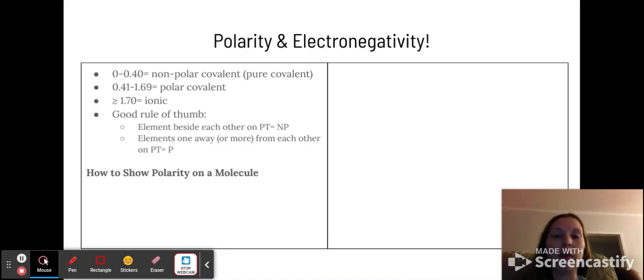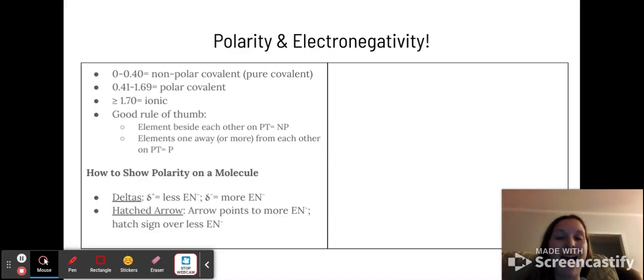So how you show polarity on a molecule, if I tell you, show me the polar bonds on this molecule, so show me which side is positive, which side is slightly negative. You can use your deltas first. If you do this little delta symbol with a plus sign, that goes on your less electronegative element because that would be the slightly positive side, the one with the weaker hold on electrons. If you do delta minus, that's on the more electronegative element in the compound.